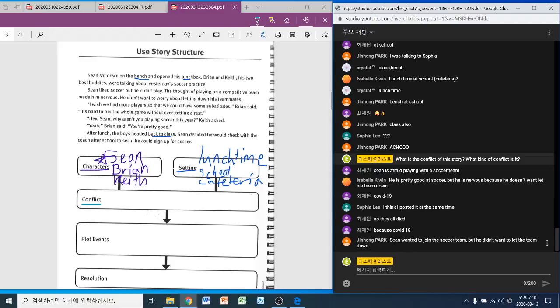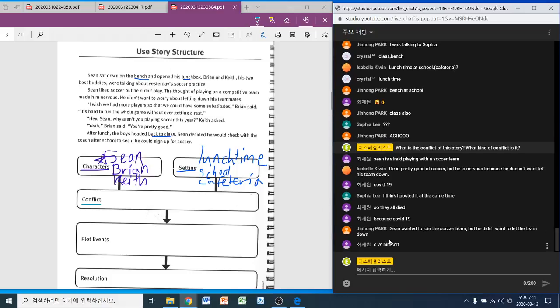Jinhong says, Sean wanted to join the soccer team, but he didn't want to let the team down. All right. So, Sean likes soccer, but he didn't want to join because he didn't want to let the team down. Nice. So here, we have some pretty good conflicts, right? Sean is afraid of playing with the soccer team. He's good at soccer, but he's nervous, so he doesn't join. Here, Sean wants to join the soccer team, but he didn't join because he's scared, right?